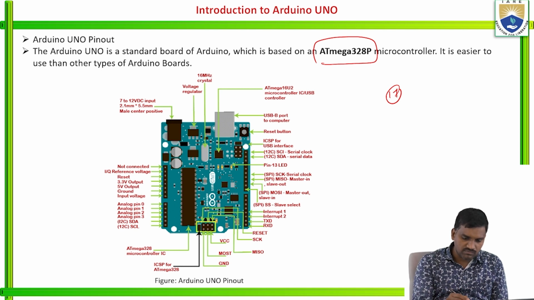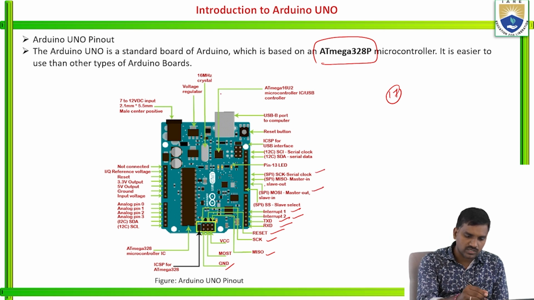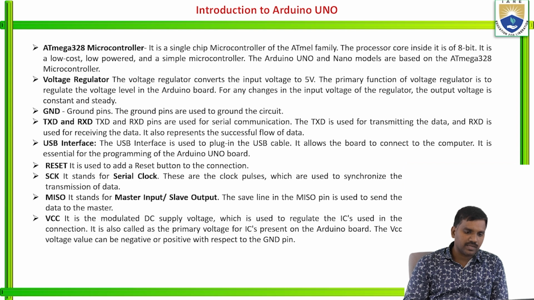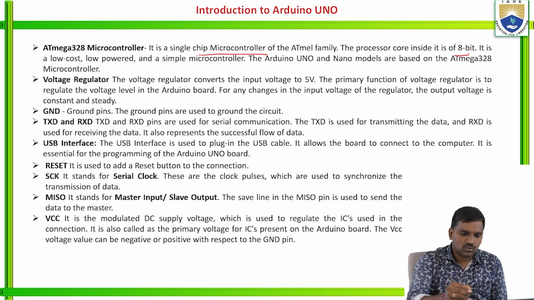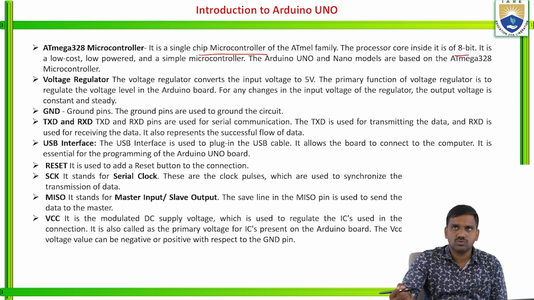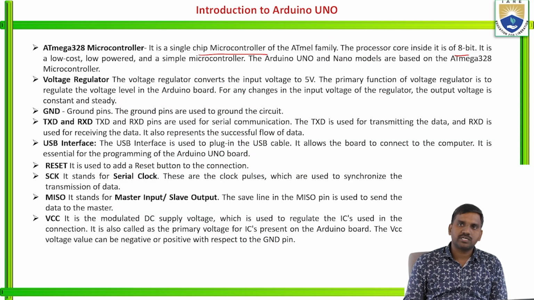The pins are VCC, MOSI, ground, MISO, serial acknowledgement, reset, transmitter, receiver, interrupt 1, interrupt 2, SPI, serial clock, like that we have different pins. Let's see one by one. The Atmega 328 microcontroller is a single chip microcontroller of the Atmel family. The processor core is 8 bits. It is a low cost, low powered and simple microcontroller. The Arduino Uno and Nano models are based on the Atmega 328 microcontroller. So this is the first pin specification of this board.